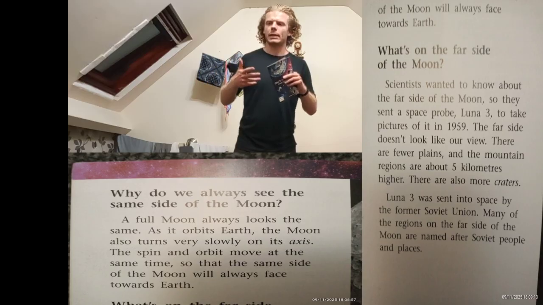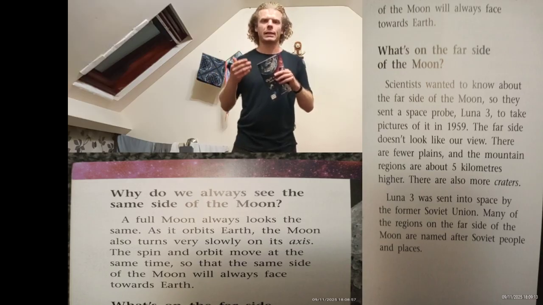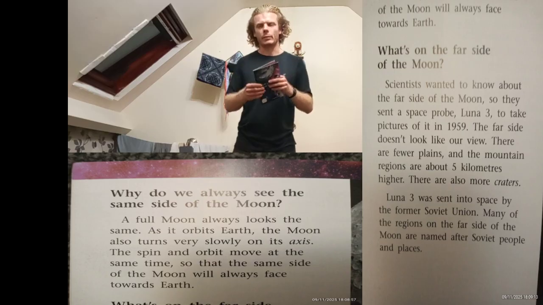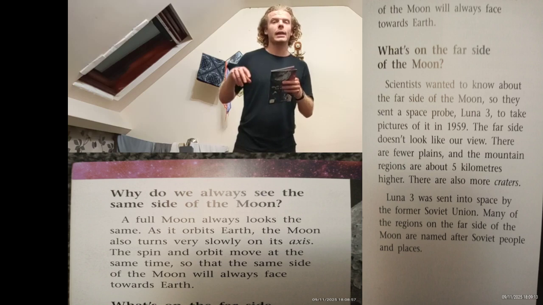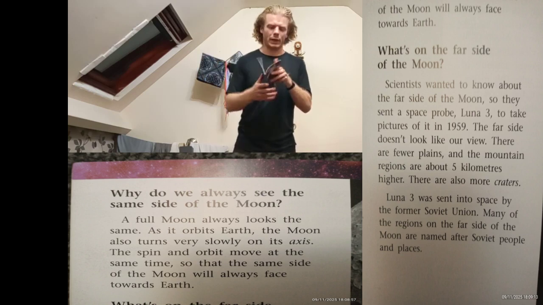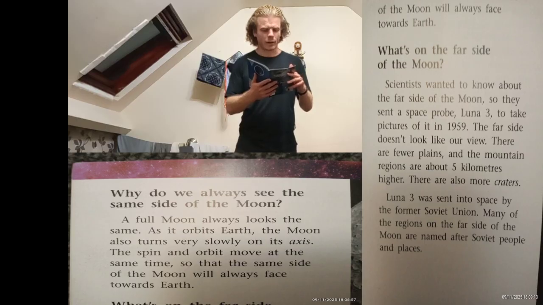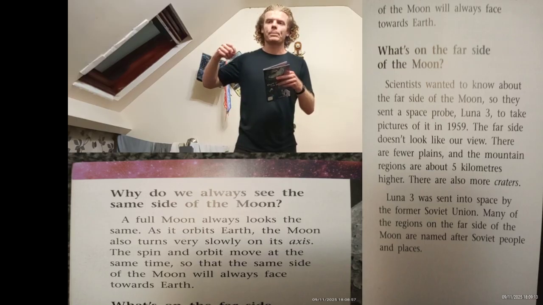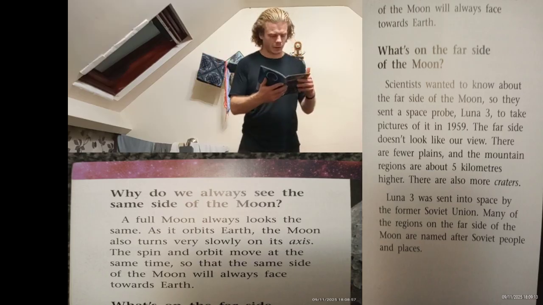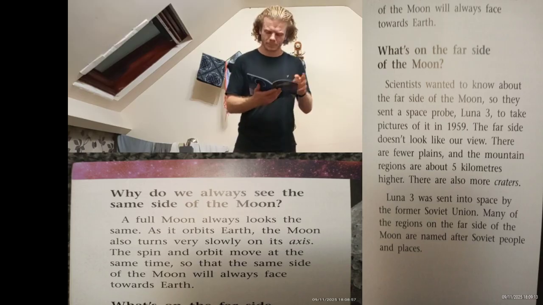And many places are named after Soviet places, and some things are known about the moon. I think we can conclude it. Because in 1959, the Soviet Union sent out Luna 3, a space probe, and it took pictures. So many things on the far side of the moon are named after Soviet people and places.